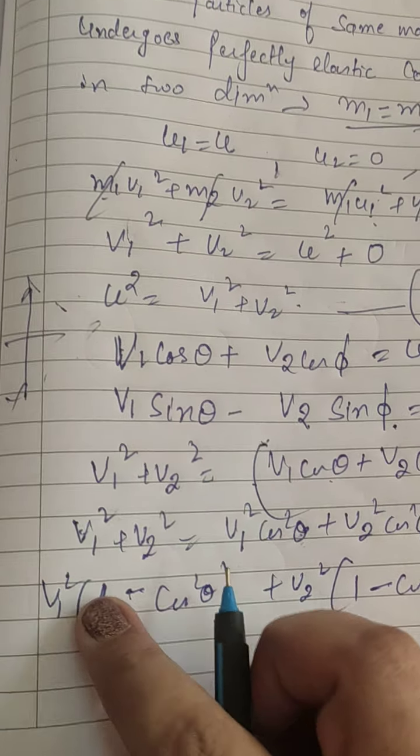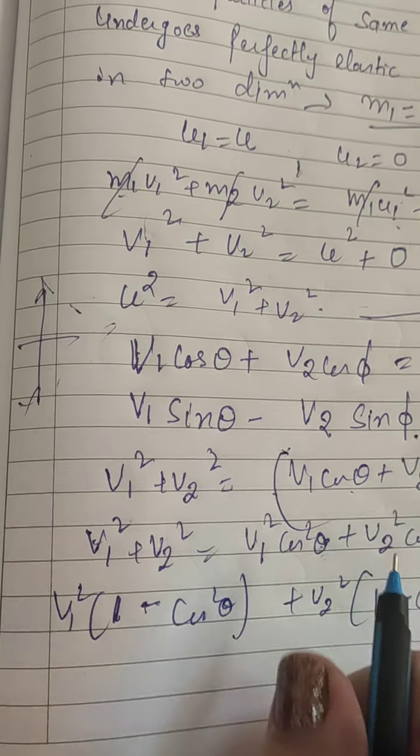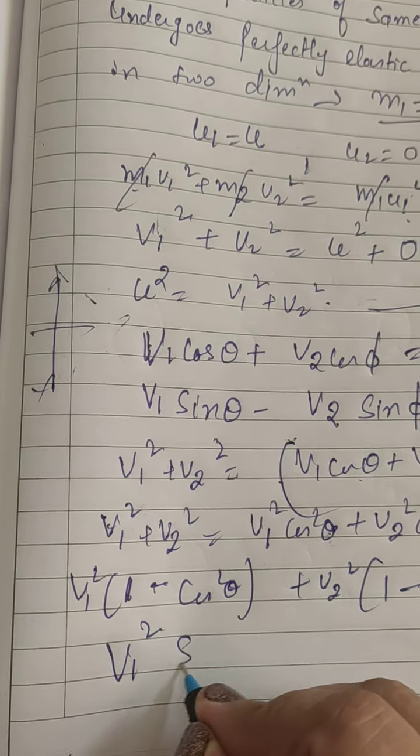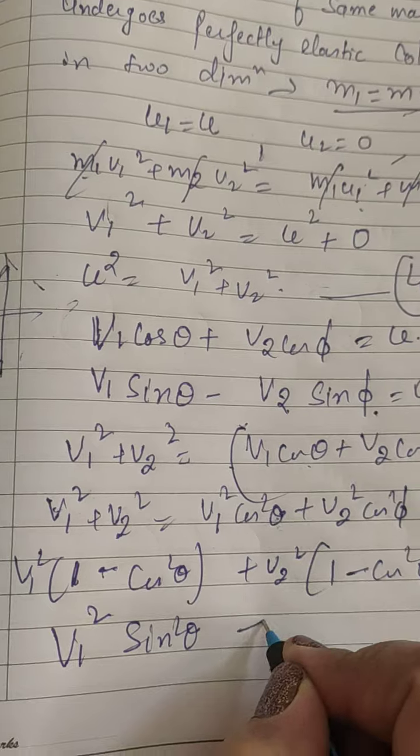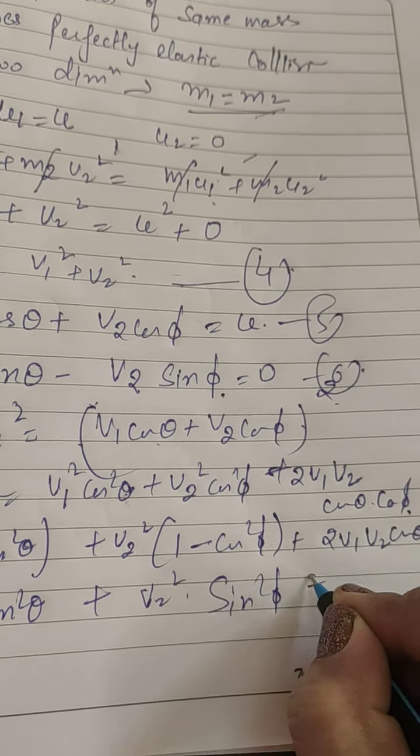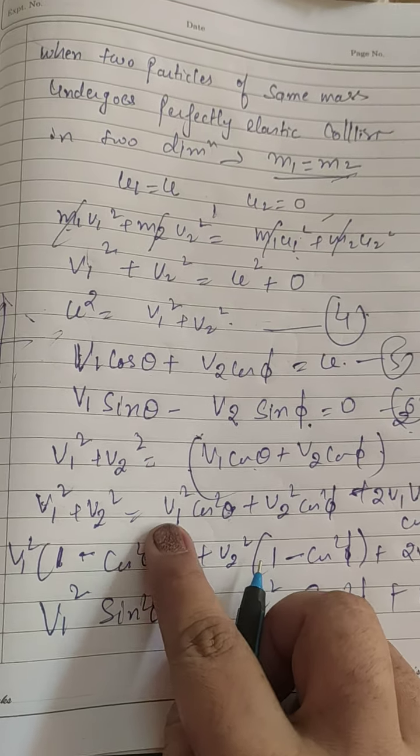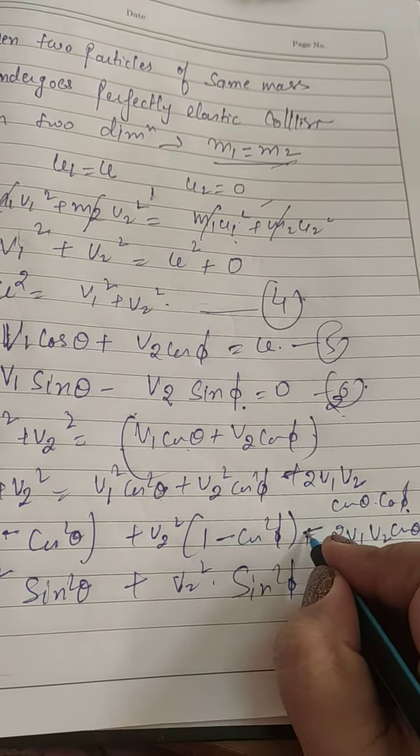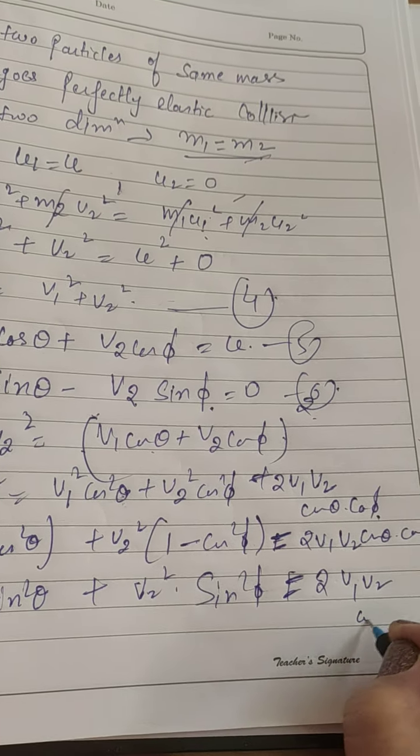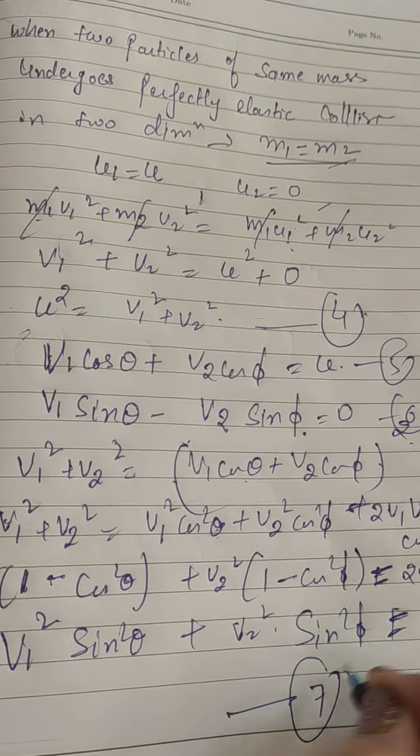Now we know that the formula is sin square theta plus cos square theta is equal to 1. So 1 minus cos square theta is equal to sin square theta. So v1 square, this is sin square theta plus v2 square, this is sin square phi, this is equal to 2v1 v2 cos theta and cos phi. We give it number 7.